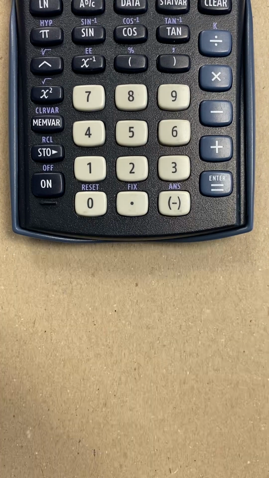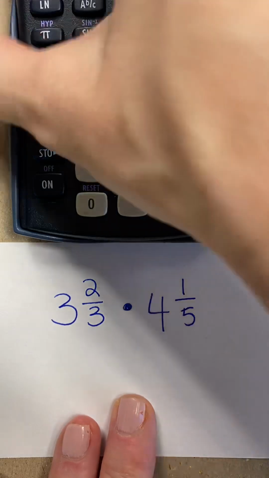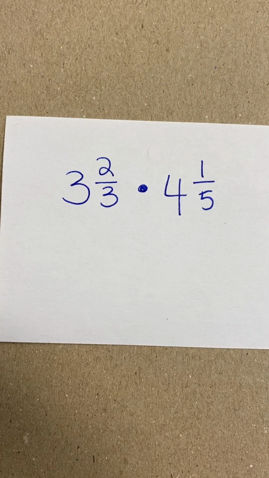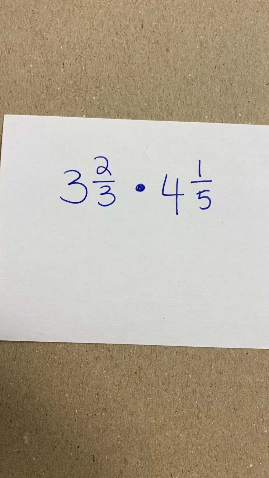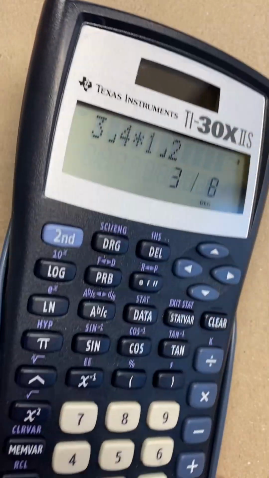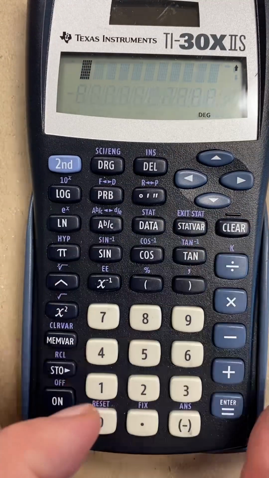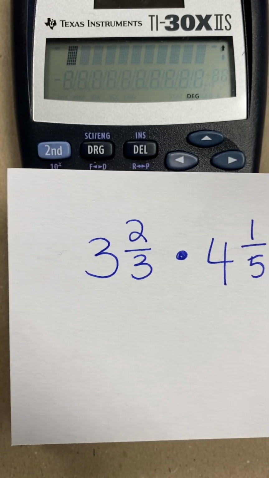Let's look at a second problem. What if we're going to multiply mixed numbers together? Something like 3 2/3 times 4 1/5. Okay, well, you're going to use that same ABC button. So let's clear the screen and start with 3 2/3.